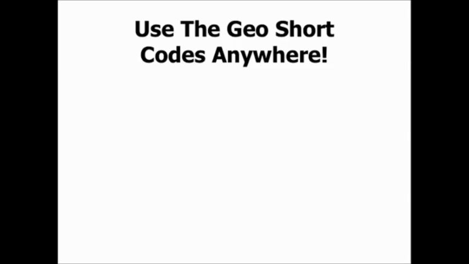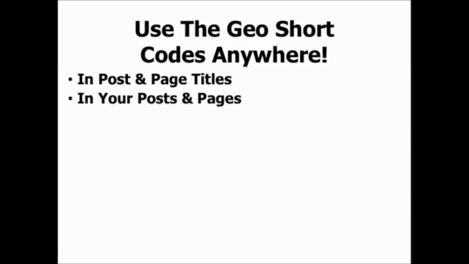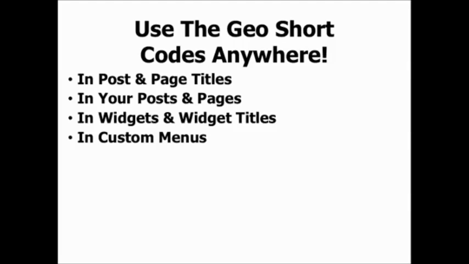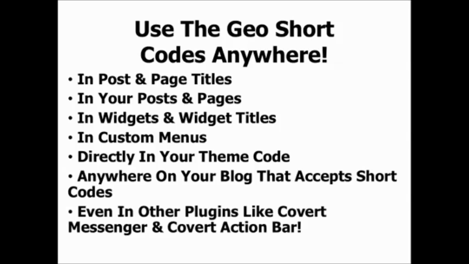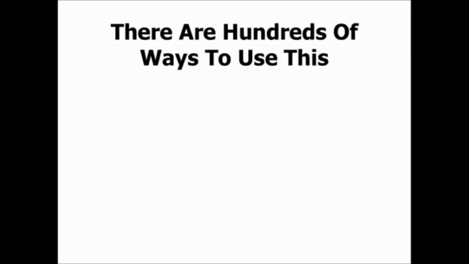And as I said, you can use the geo shortcodes anywhere, in your post and page titles, in your actual post and pages, in widgets and in widget titles, in your custom menus. You can put the shortcodes directly in your theme code if you're comfortable working with that, and that of course means that you can put them anywhere on your blog that accepts shortcodes, even in other plugins like, for example, the Covert Messenger and the Covert Action Bar. There are hundreds of ways to use this.